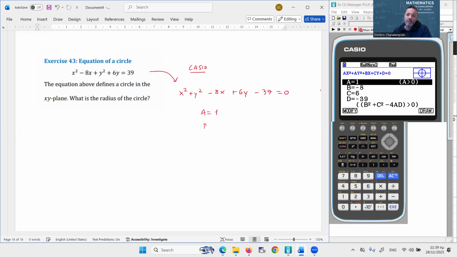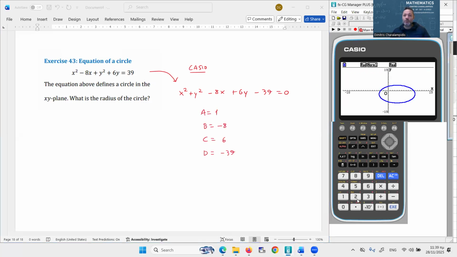B is the coefficient of x. In my case is negative 8, so I'm going to plug in negative 8. C is the coefficient of y. Here it's 6, so this is why I used 6. And D is the constant term. For us, it's negative 39, always when first brought into the needed expression. So I'm gonna now click execute.